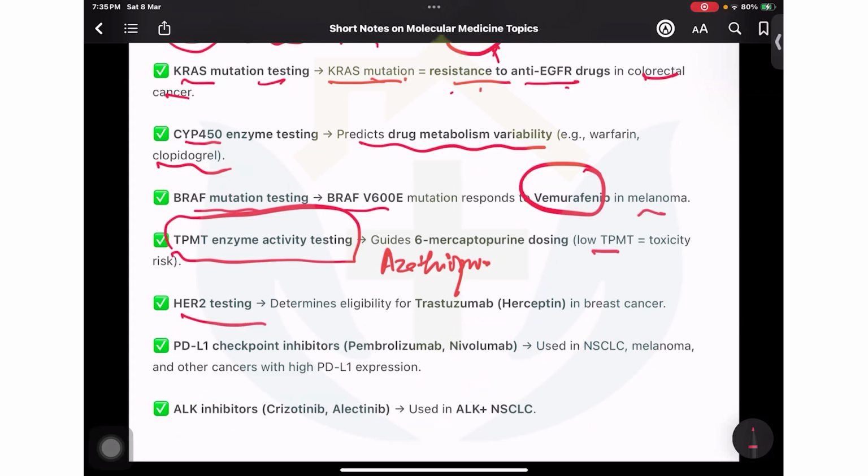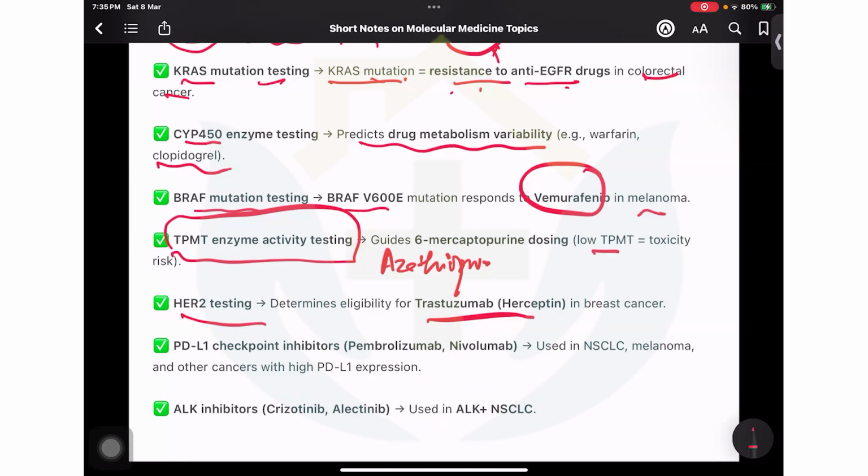Then HER2 neu testing, PR, ER receptor testing. This is very important now because we have to give a drug which is known as Herceptin, trastuzumab, in breast cancer. If HER2 receptor is present, then it will show its effect. If it is not present, then it will not.